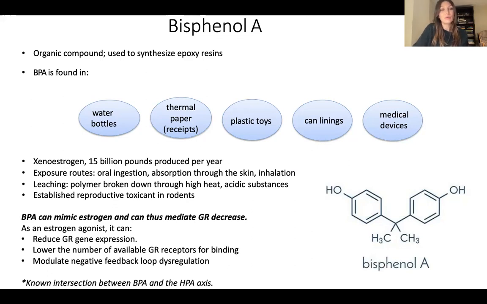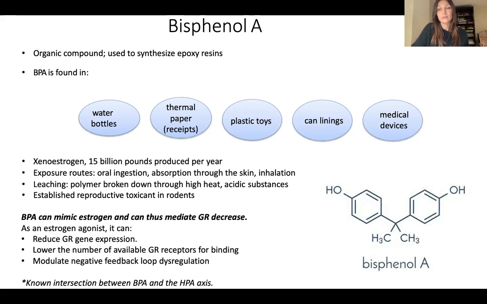So it can leach. The polymer gets broken down through exposure to high heat and exposure to acidity. So if you pour a hot tomato sauce into a plastic container, that's an example of a way that BPA can leach out of the container and right into your food. So you want to avoid exposure to heat and acidity with plastics. It's also an established reproductive toxicant in rodents.